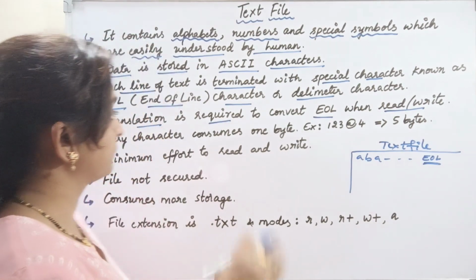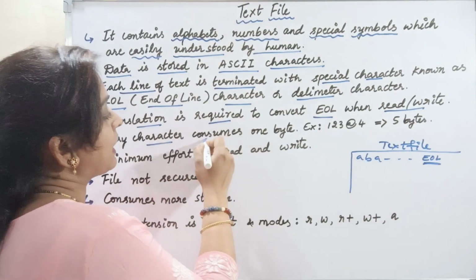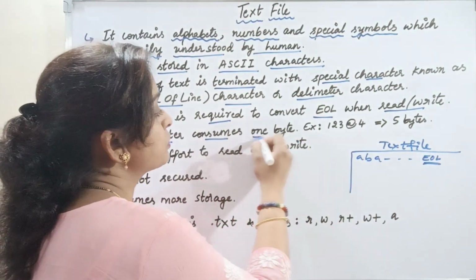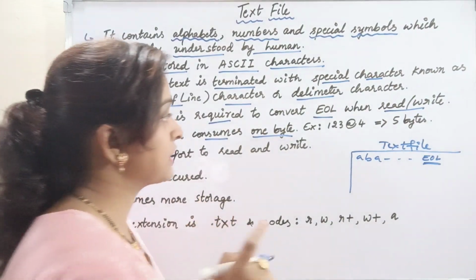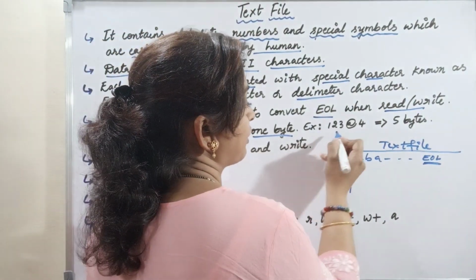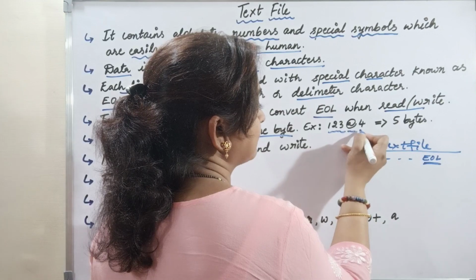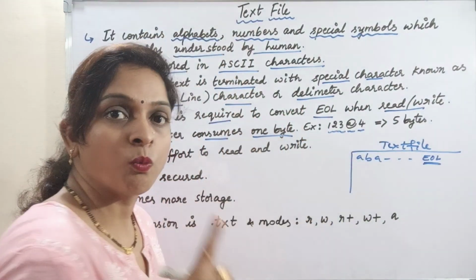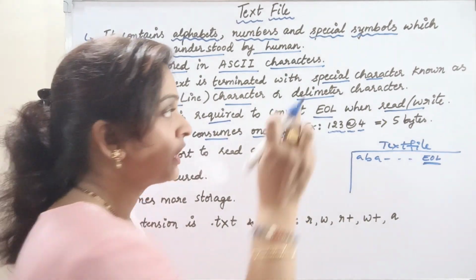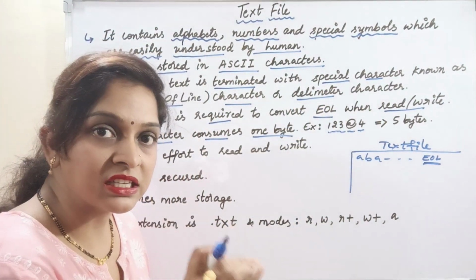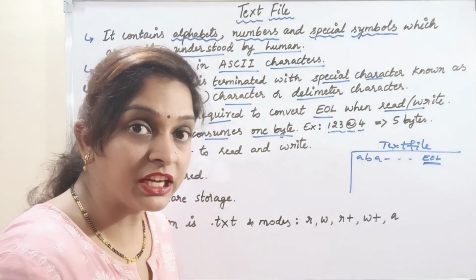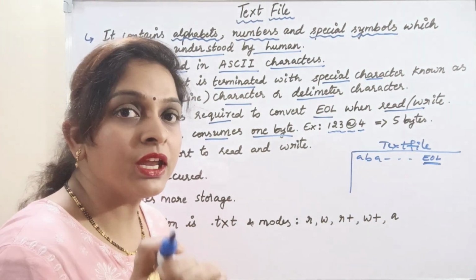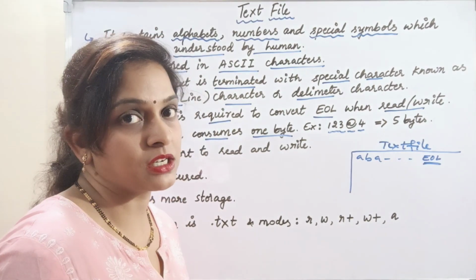Then every character that we store in the text file consumes 1 byte. So for example, the data that I have written into the file is 123@4. So it is going to consume 1 byte for every character. Every data in a text file is considered as a character. Text means what? Characters. So every input is considered as a character.